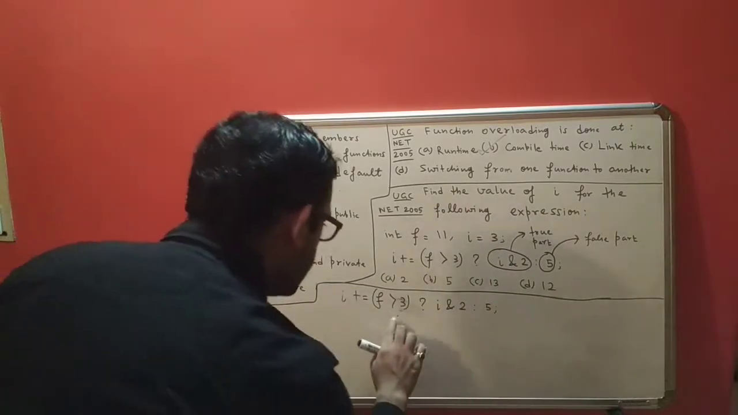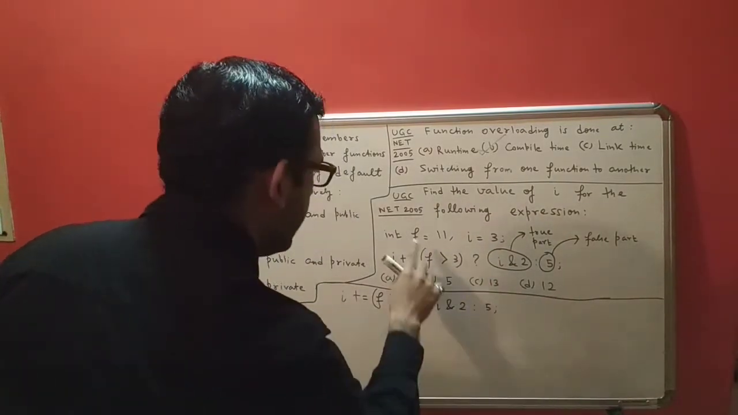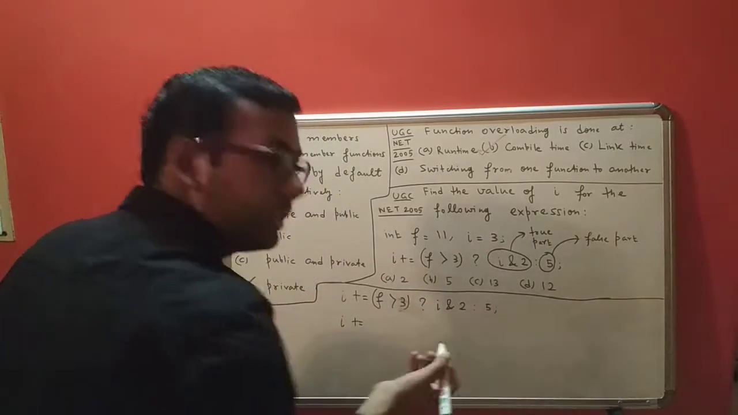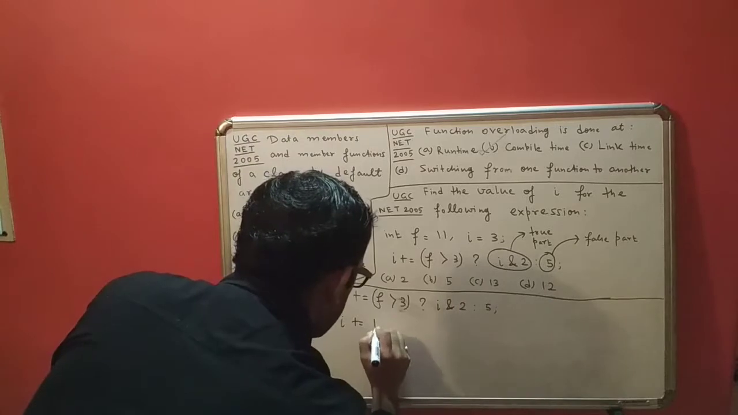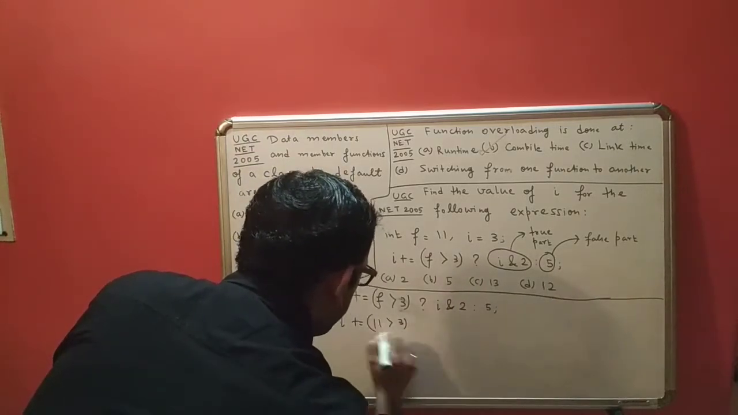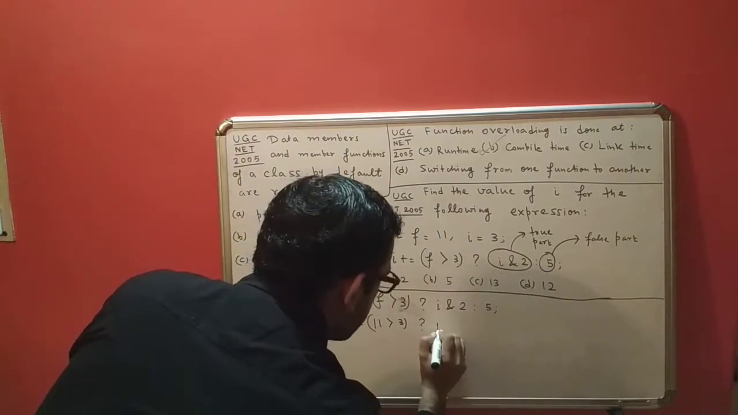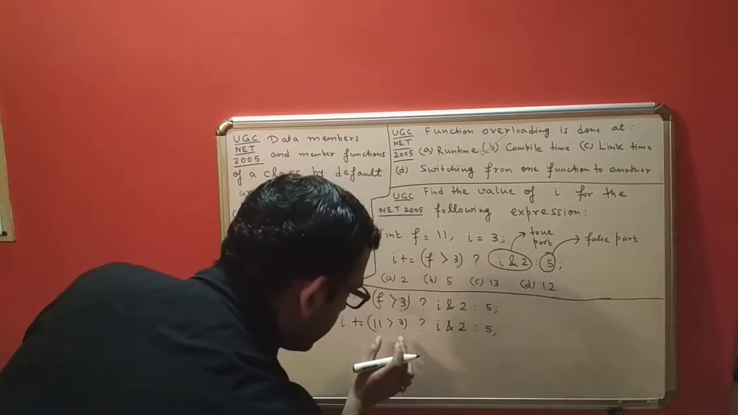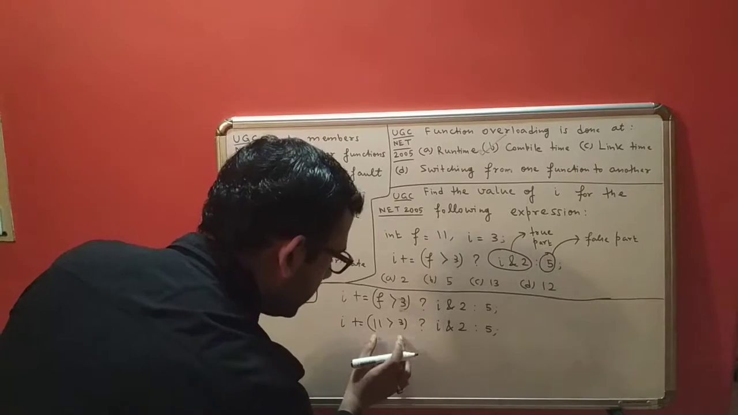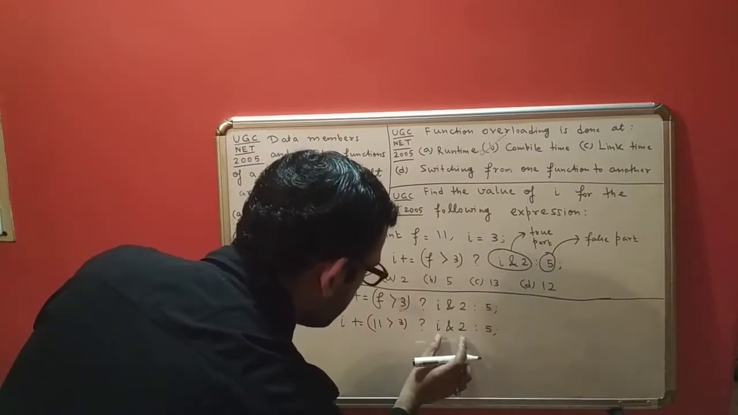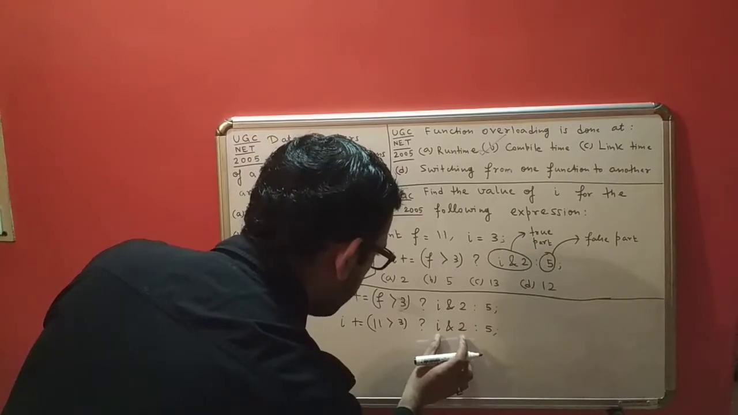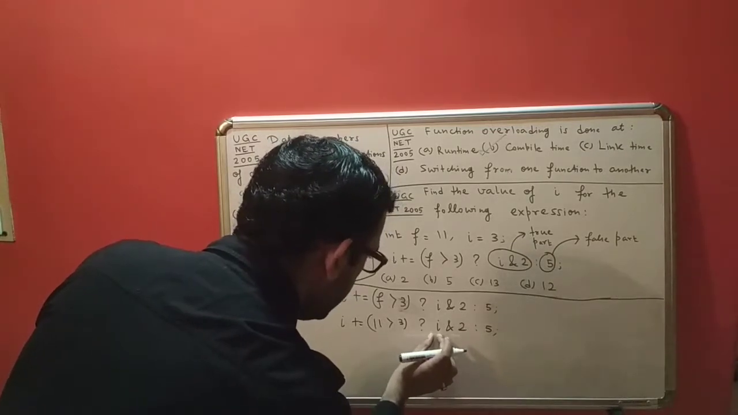Now, as you can see, the value of f is 11. So 11 is greater than 3, and here we have a conditional operator. Since 11 is greater than 3, it will come to the true part. And what is the true part telling us? The true part is telling us to perform a bitwise AND operation on the values of i and 2.